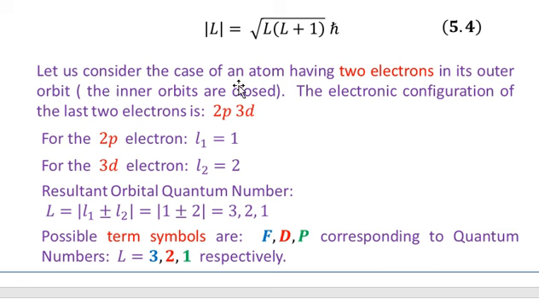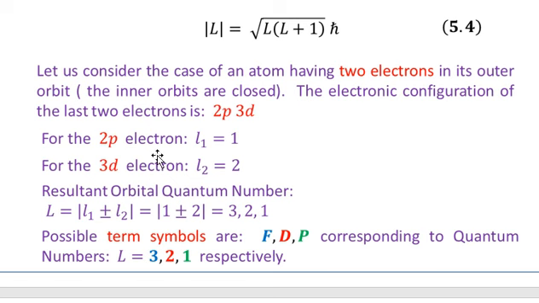Let us consider the case of an atom having two electrons in its outermost orbit. Here we are assuming that the inner orbits are closed orbits. The electronic configuration of the last two electrons is 2p3d. This is what we are assuming, that an atom has two valence electrons lying outside the closed inner shells, and these two electrons, for example, are 2p and 3d electrons. It could be an excited state of the atom, for example.